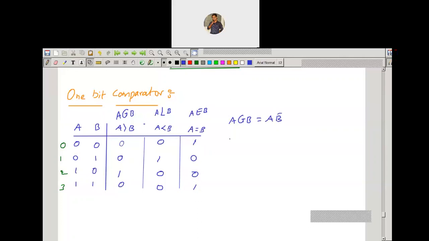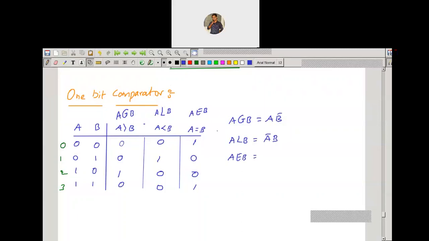Now coming to the second output expression, A less than B. For A less than B, you take the second output column, when it is logic 1, when A value is 0 and B value is 1. That is A bar and B. So A less than B is equal to A bar B.